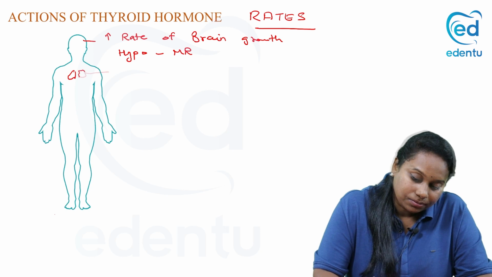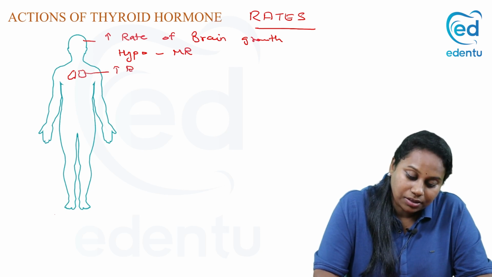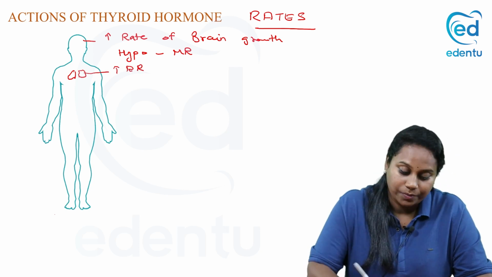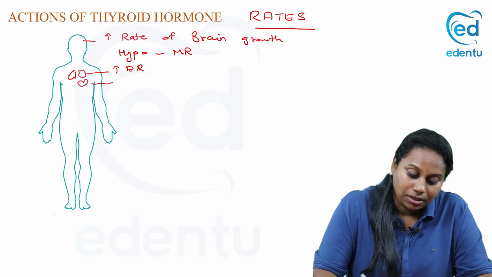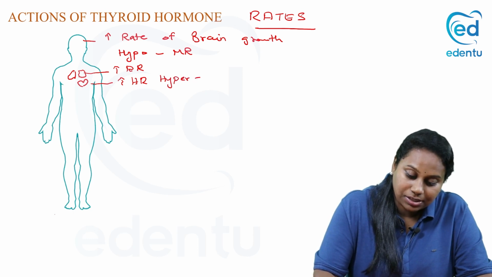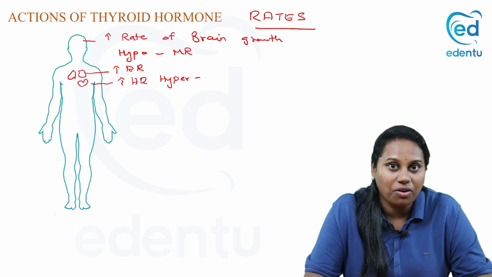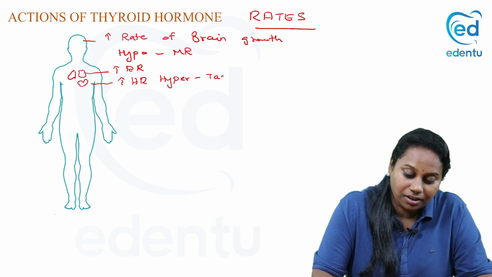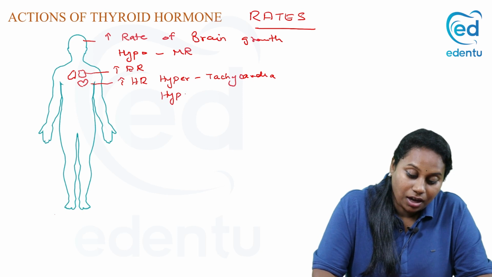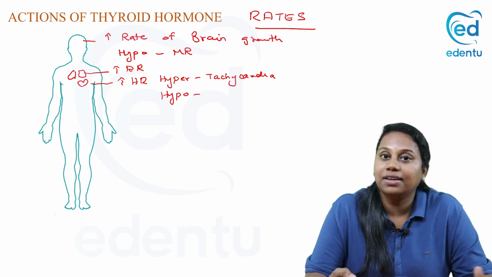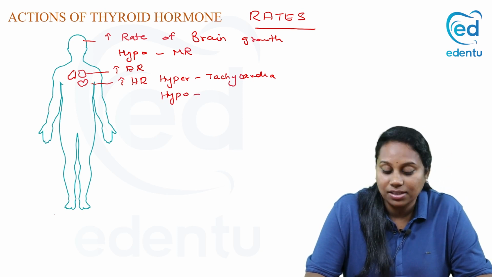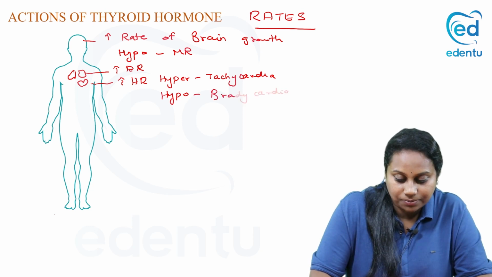In lungs, thyroid hormones increase the respiratory rate. In heart, they increase the heart rate. So that is why hyperthyroid patients, clinically, will present with increased heart rates. What is increased heart rate called? Tachycardia. On the other hand, hypothyroid patients present with decreased heart rate. Decreased heart rate is called bradycardia.